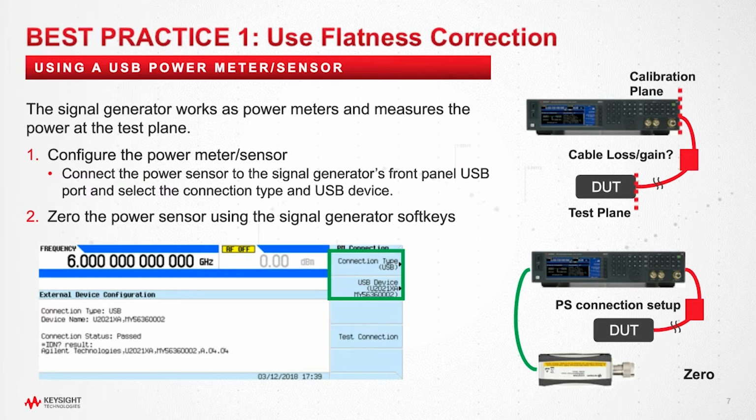It's easier to use a Keysight USB power sensor to calculate flatness. The signal generator works as a power meter and measures the power at the test plane. The figure above illustrates the flatness calibration setup using a signal generator and USB power sensor. The first step, you need to configure the power meter and sensor. The USB power sensor can connect to a Keysight S-series signal generator directly. Once the connection type and the USB sensor are selected, you can proceed to the second step, zero the power sensor.